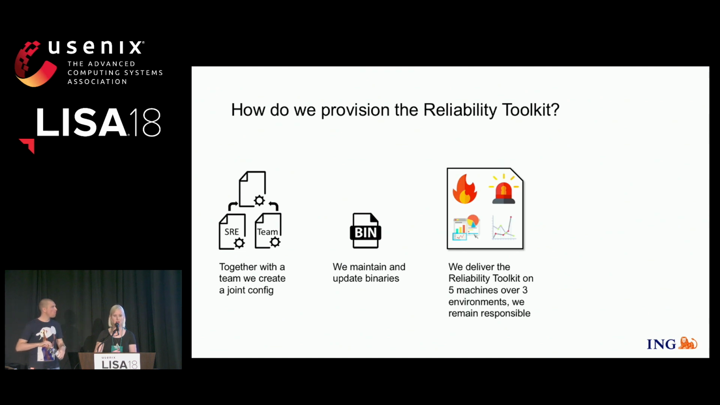What we do is we deliver 5 machines to teams, 1 in test, 2 in acceptance, and 2 in production. So they also have full control, well, almost full control over their own set of machines, and others cannot fully interfere. We remain responsible for patching, so the teams have the benefits, and we take some of the pain away for them.